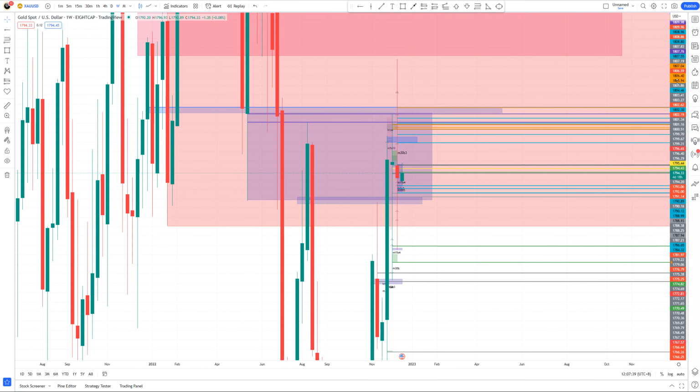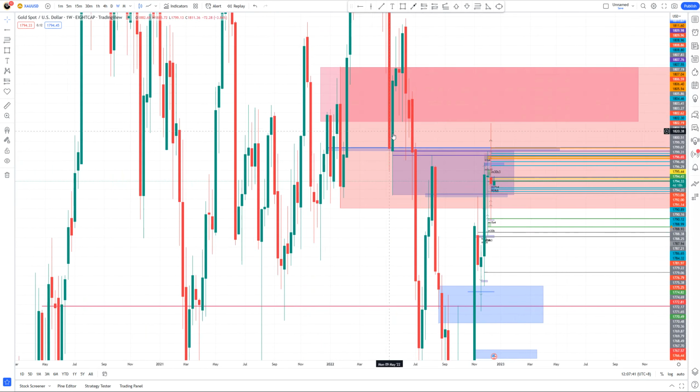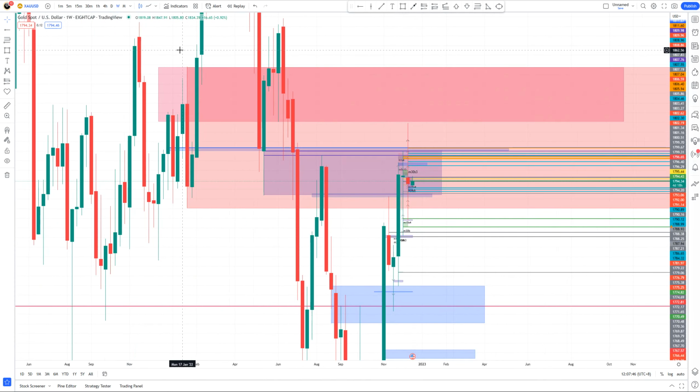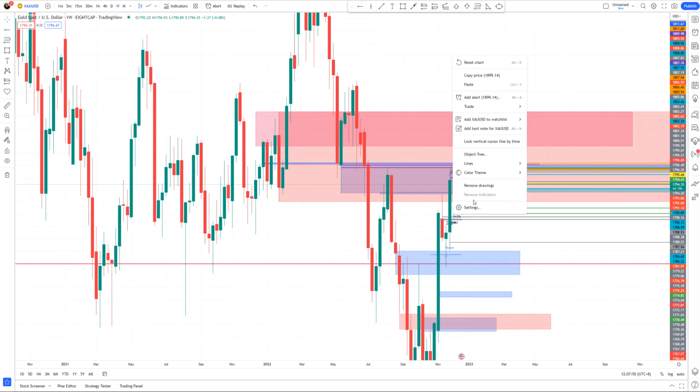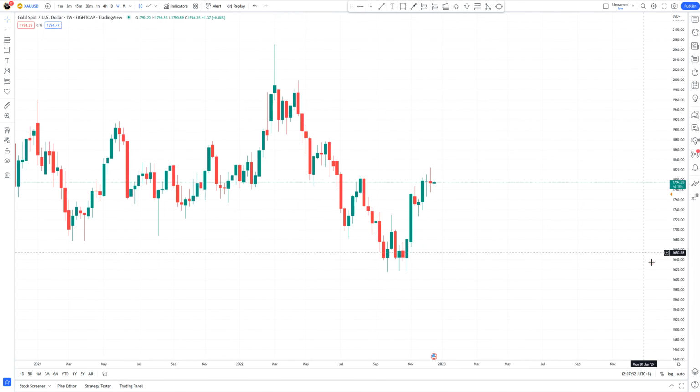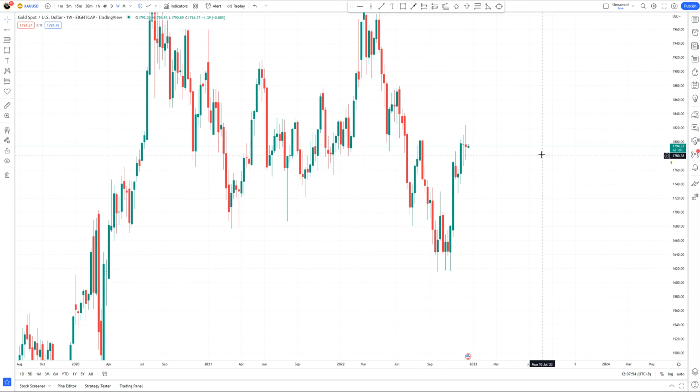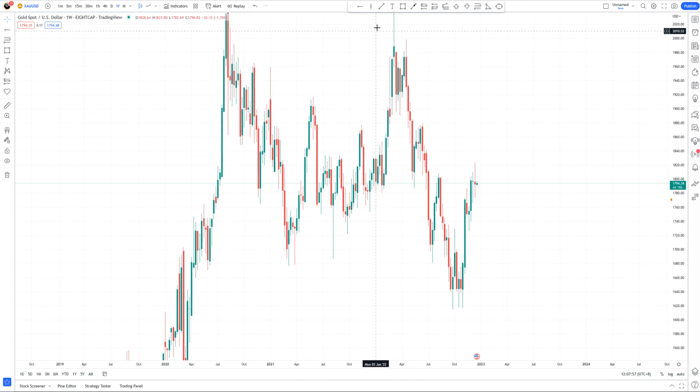So now let's clean up the charts a bit. We have the purple, we have so many lines over here. So for now, let's focus on marking new zones. So let's remove this. Wow, look at how beautiful it is. Beautiful. Okay, so now let's start off marking the weekly time frame.